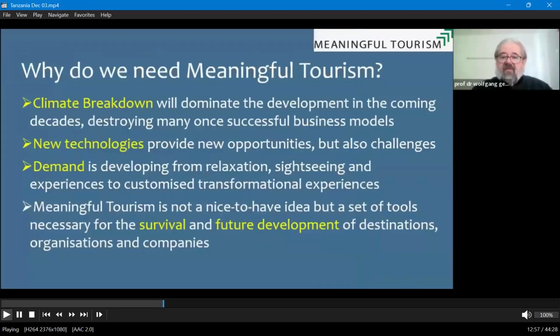So why do we need meaningful tourism? The climate breakdown will dominate development in the coming decades.